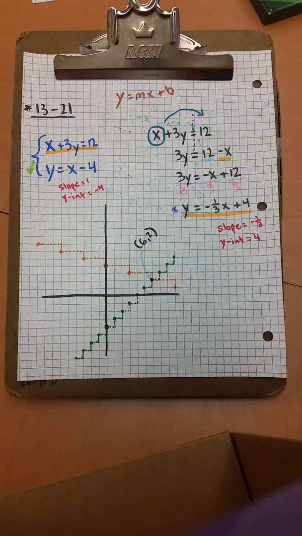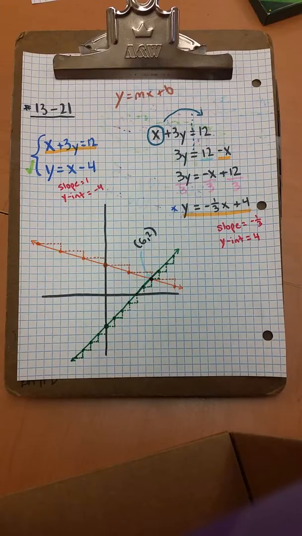You can actually draw on your lines if you want, but you don't have to. And that's the process. Make sure both equations are in y equals mx plus b form, plot your intercepts, and use your slopes to find all the dots and find where they cross.